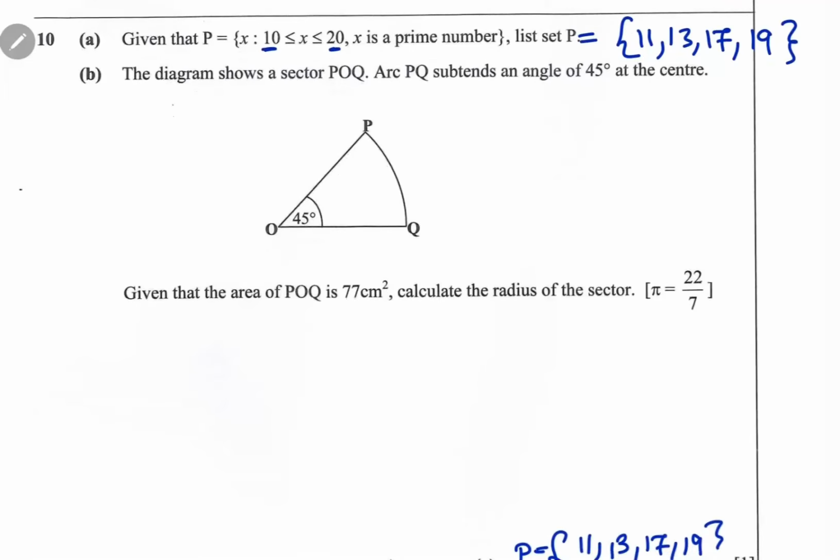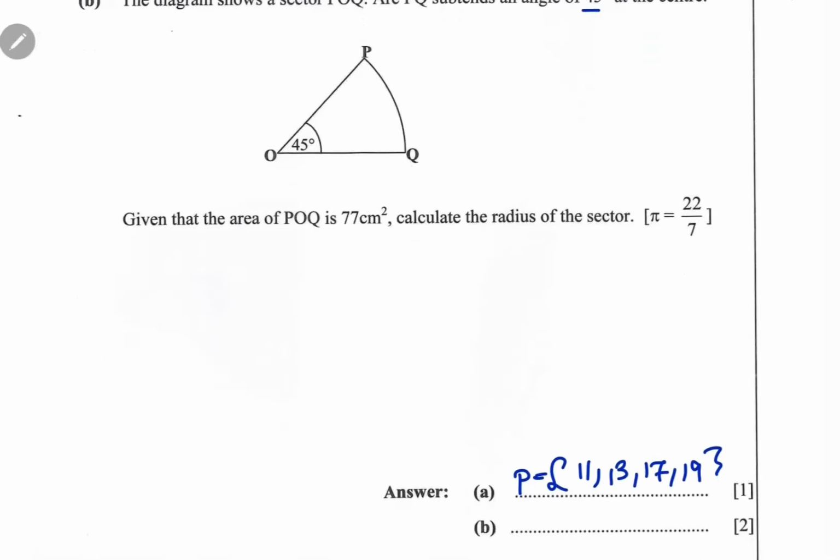Let us look at this question. The diagram below shows the sector POQ. Arc PQ subtends an angle of 45 degrees at the center. Given that the area of POQ is 77, calculate the radius.